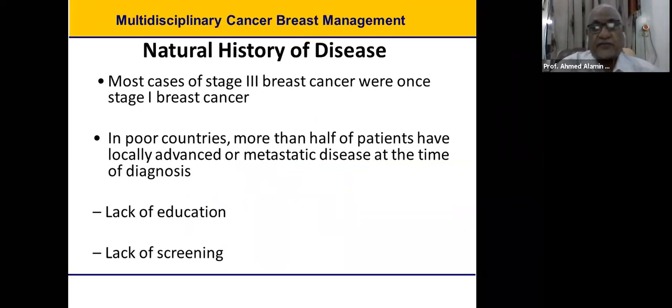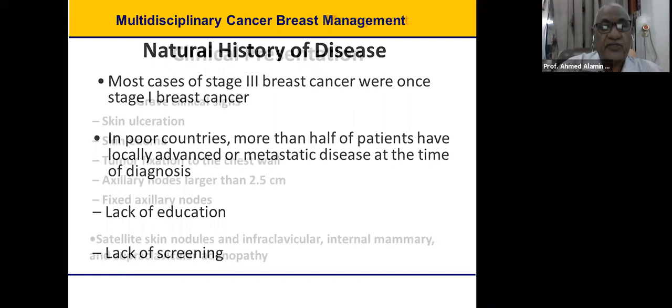Most cases of stage 3 breast cancer were once stage 1 breast cancer. In poor countries, more than half of patients have locally advanced or metastatic disease at the time of diagnosis. Lack of education and lack of screening are the causes of this delayed presentation.